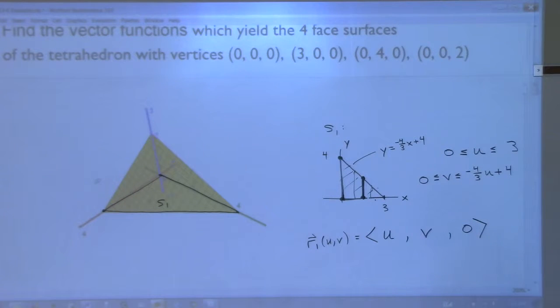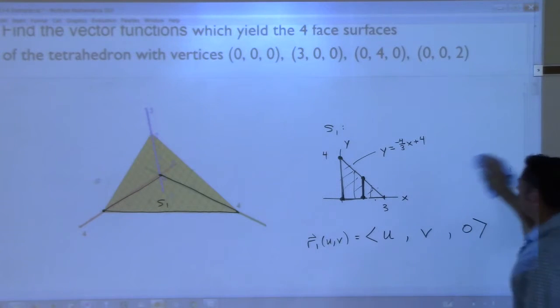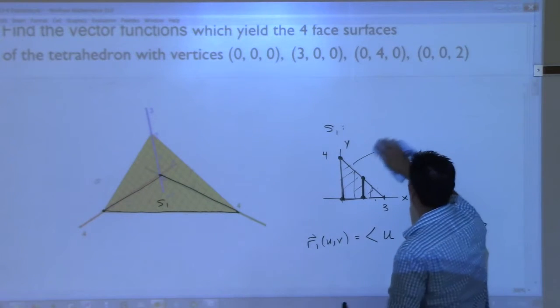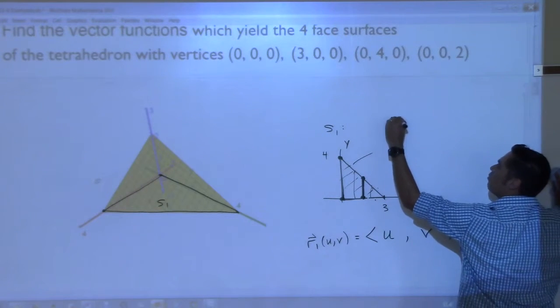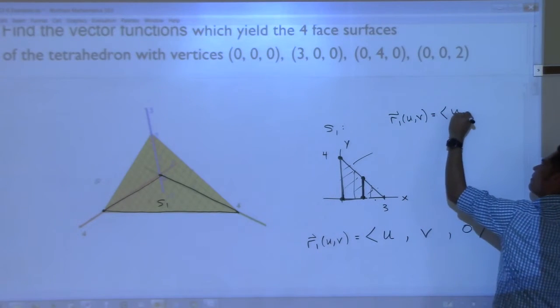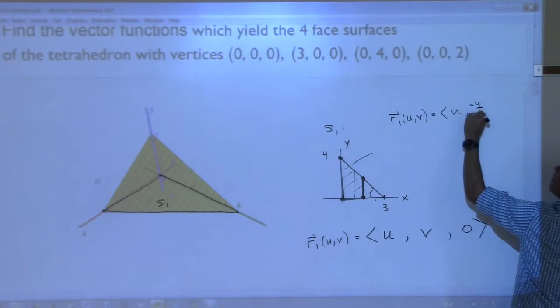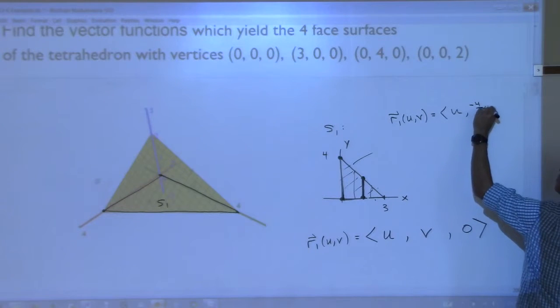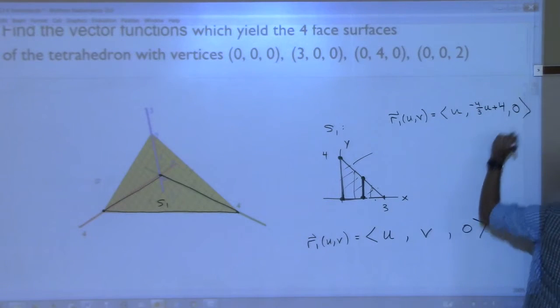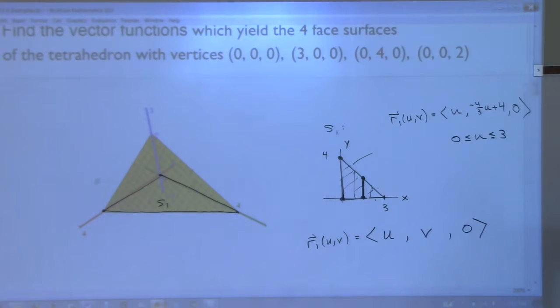Is there any other way we could have done this? Is there another vector function we could have used? Let me put it up here and let me see if that is a correct answer, okay? But let me see if we could do it a different way. You tell me whether or not this one would work. Would that work?